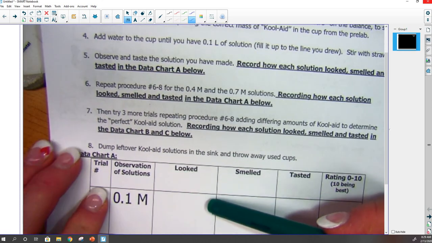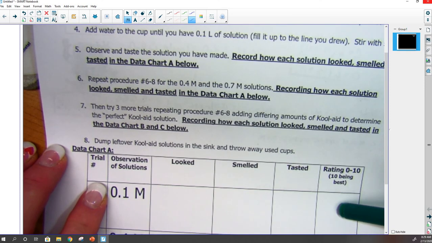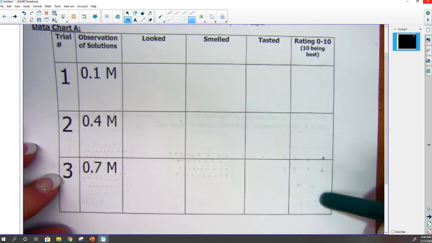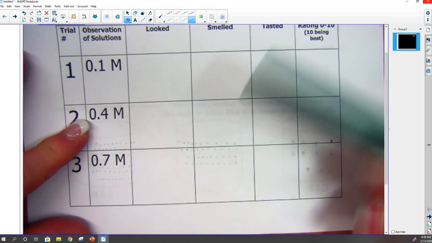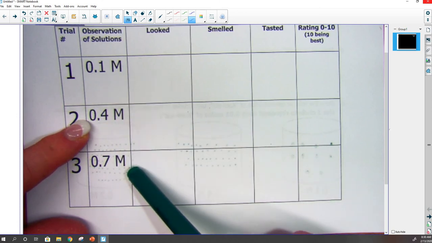So I've got a thing here. How did it look? How did it smell? How did it taste? What was your rating? 10 being the perfect Kool-Aid ever, 0 being the worst ever. Okay? And you're going to go through the ones that we did. Then you're going to say, okay, the best tasting Kool-Aid I think would be between here and here, or between here and here. You decide.